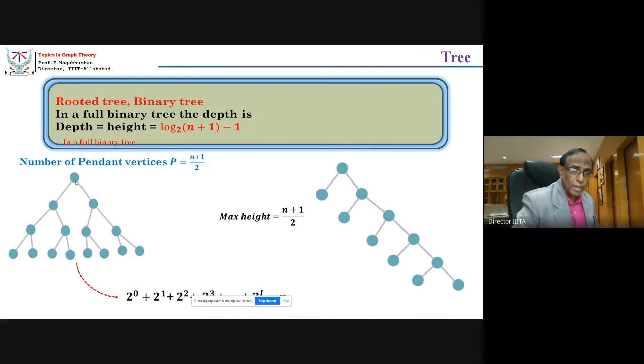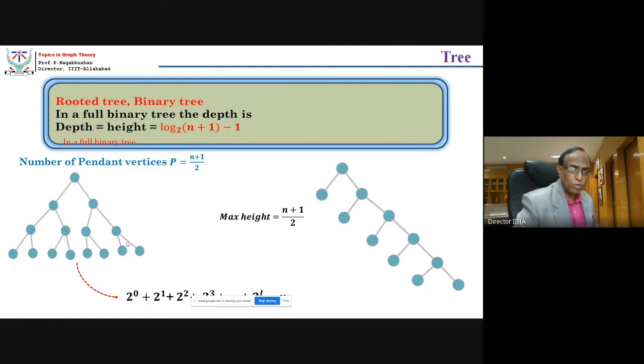Now let's see this particular tree. In a full binary tree, there is only one vertex of degree 2. How many? Only one vertex of degree 2. And let us assume that there are p pendant vertices, and each pendant vertex has a degree 1 only. And all these are internal vertices, and all these internal vertices are of degree 3. You can see these are all degree 3. How many degree 3 vertices are there? Total n minus the root minus the p, so n minus p minus 1 will be the total number of trivalent vertices.